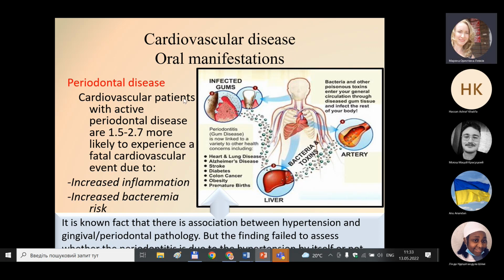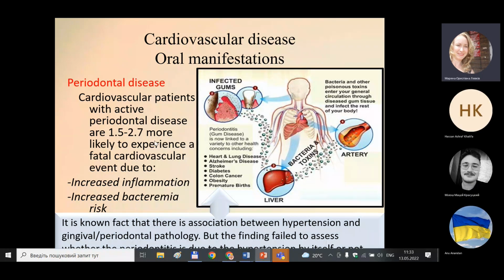And here you have such data that cardiovascular patients with active periodontal disease are 1.5 to 2.7 times more likely to experience a fatal cardiovascular event due to increased inflammation and increased bacteremia risk.